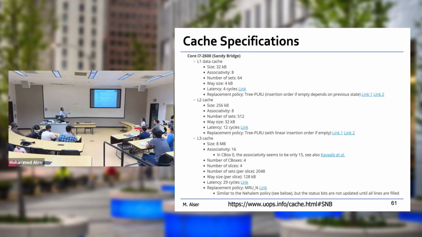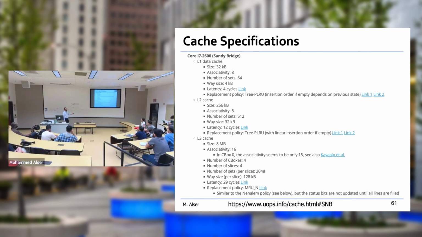How many sets? 64. What does it mean? We were talking all the time about one set, how many ways inside it. But the cache itself is really huge, so we divide that cache into sets, and per set, we have 8 ways. If I told you one of the ways is this much of size, can you calculate the size of the cache? You multiply the number of ways by that one way size, and then multiply it by the number of sets. Basically, you get the entire cache size, which is 32 kilobytes.